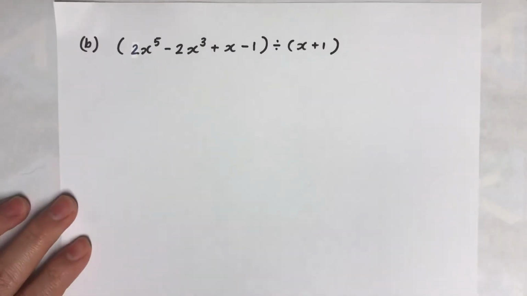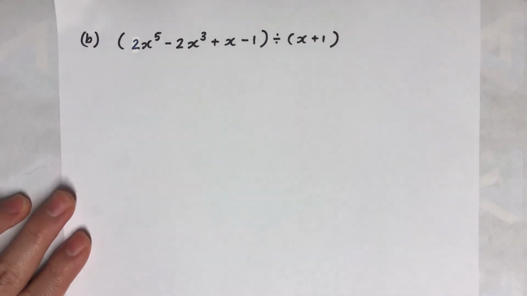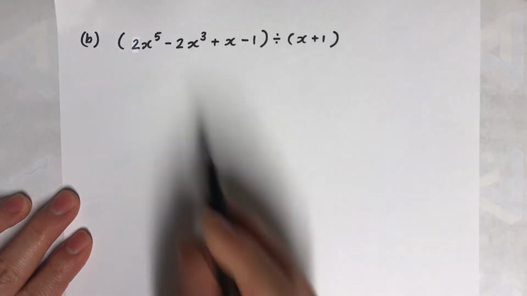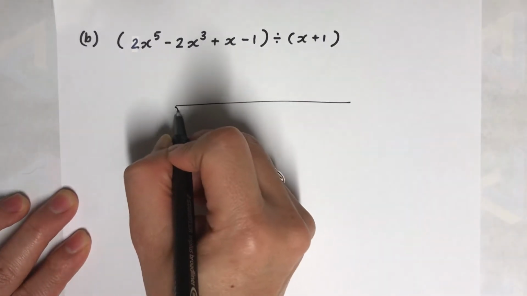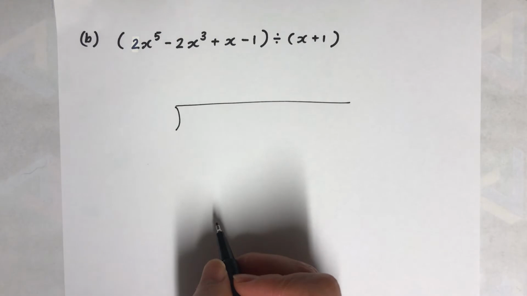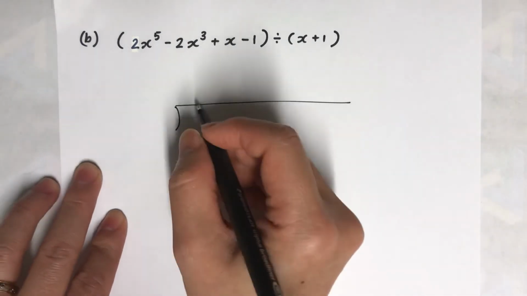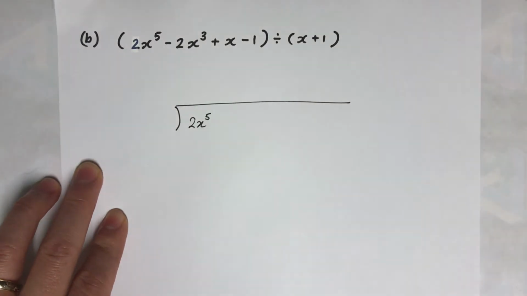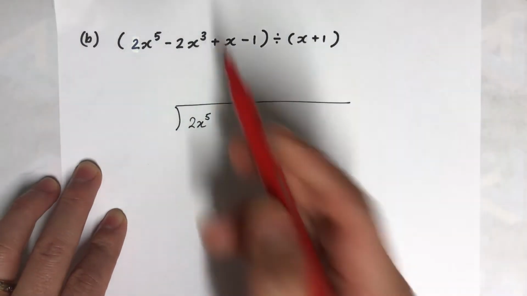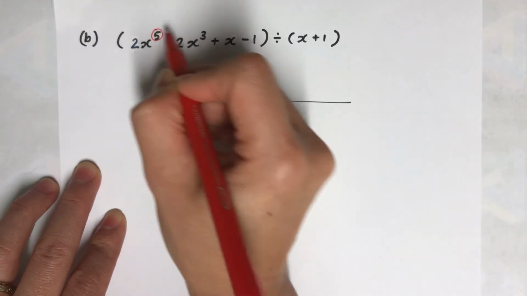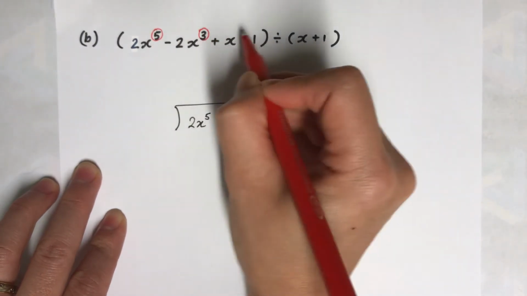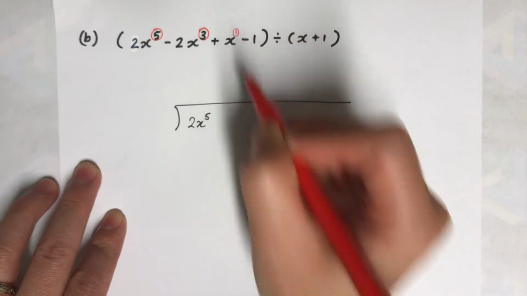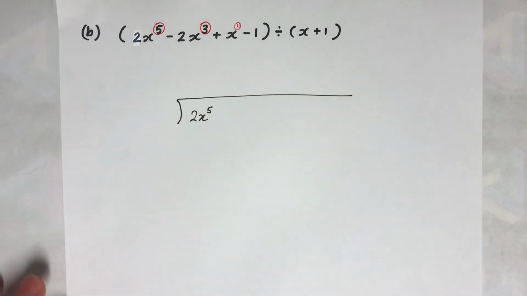All right, next one, part B. So another one, and I'm going to do the same thing here. I'm going to go to a different color, go to black. Okay, so I'm going to write my dividend here, 2x to the 5. Now, before I do it, I'm just going to look at this. That's a power of 5, and then suddenly a power of 3, and then there's 1. So something is missing here, isn't it? There's a couple of terms missing. What are they?